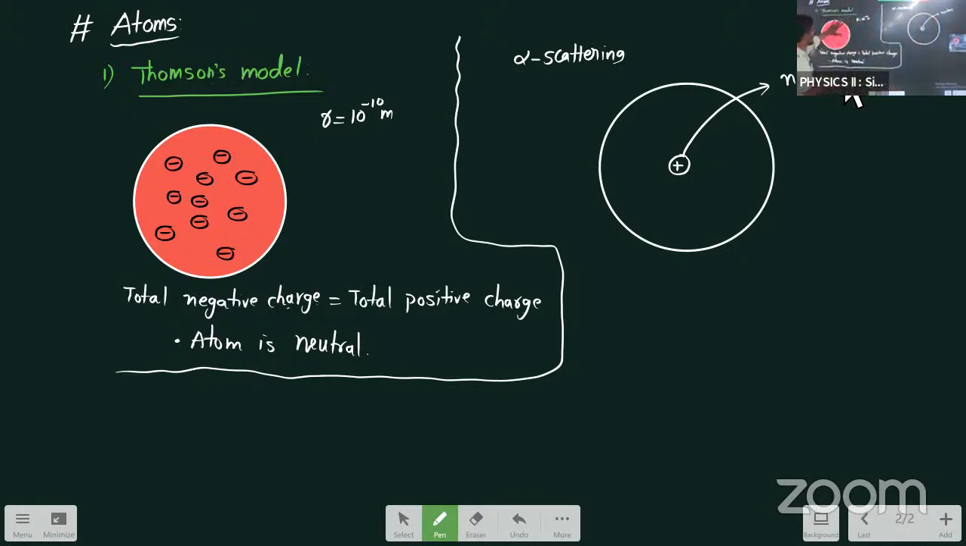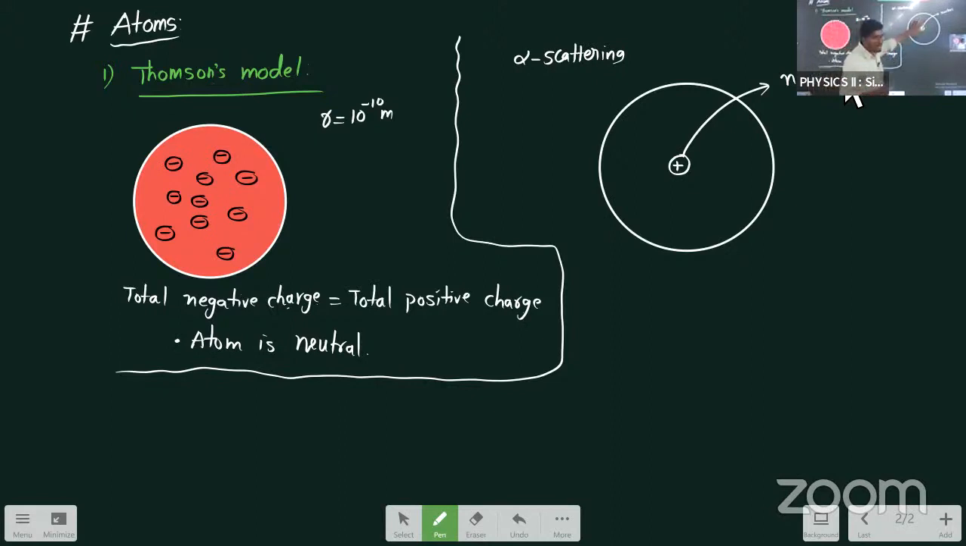Thomson's model said that the entire positive charge is uniformly distributed through the sphere. But Rutherford was performing the experiment using alpha particles, which have positive charge. What will happen if there are two positive regions? If an alpha particle is coming towards a positive region, positive and positive, attract or repel? Repel. It should go away. But what Rutherford observed is that the alpha particles pass through the atom without getting deflected. Only the alpha particle which is passing through the center gets reflected back.